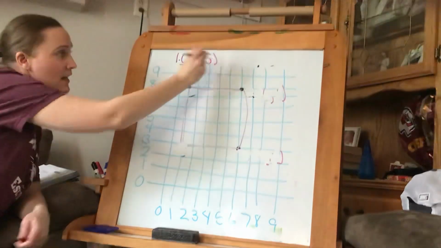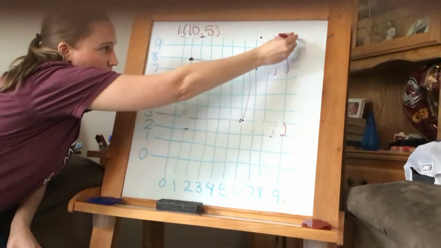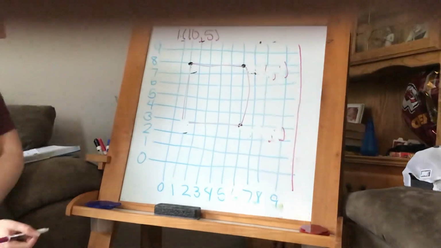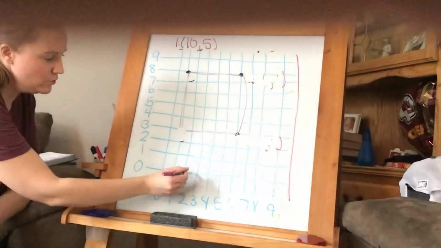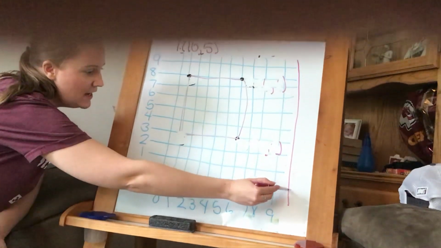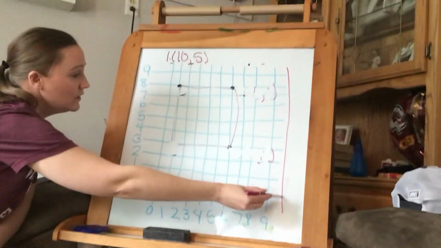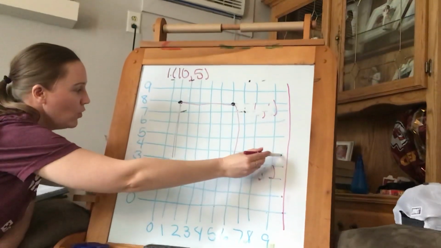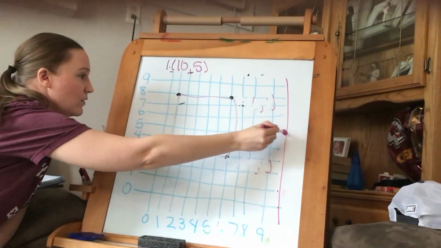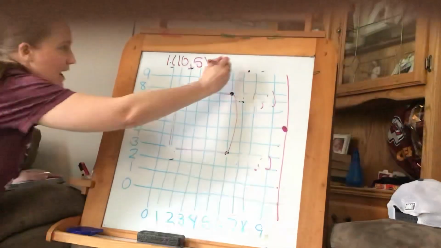So that would mean that we go over how many? Taylor? 10. Okay, so 1, 2, 3, 4, 5, 6, 7, 8, 9, 10, and then up how many? 5. So 1, 2, 3, 4, 5. And draw the point.